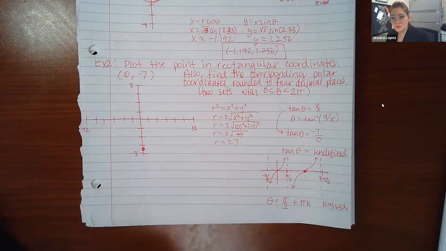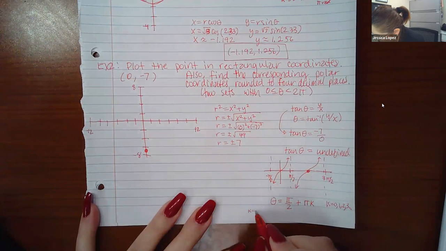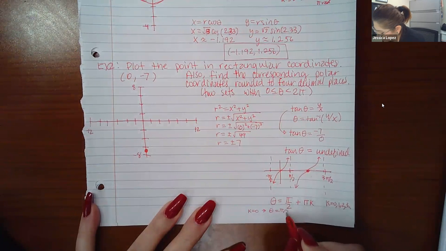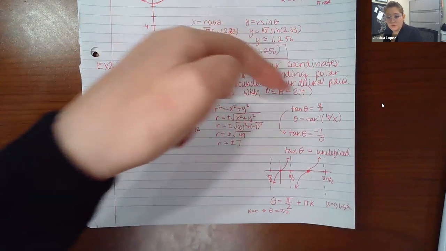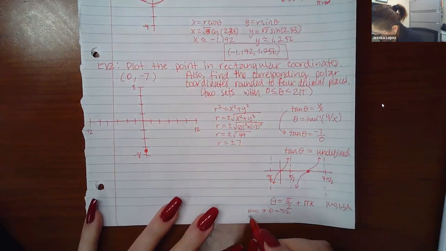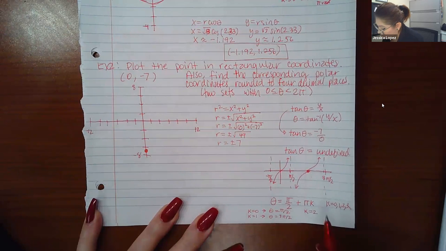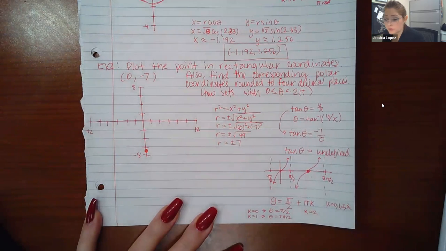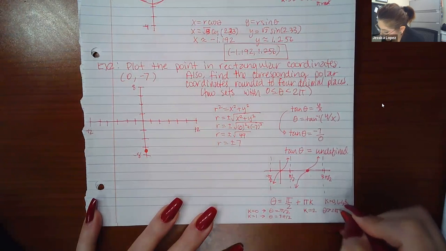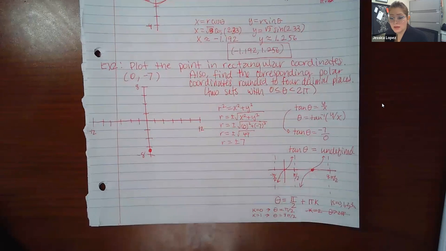Now, which of these angles are between 0 and 2 pi, I won't know until I start examining some k values. So for k equal to 0, this is just times 0, which means I get theta equal to pi over 2. And that is within this domain, okay? If I get k equal to 1, I would have pi over 2 plus pi, which would be 3 pi over 2. And if I tried k equal to 2, I would be adding 2 pi to this, which would put me over 2 pi, okay? So this value is not in the domain that they gave me for theta. So the only two thetas that I have are pi over 2 and 3 pi over 2.